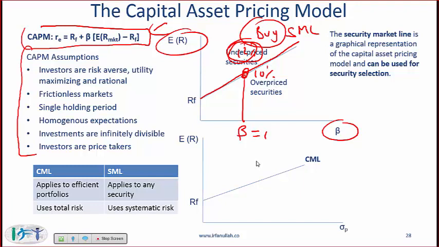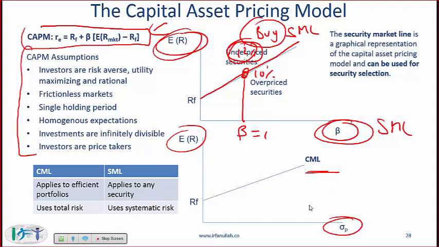There might be questions comparing SML and CML. Note that the y-axis is the same for both, but on the x-axis we have systematic risk with SML. So the easy way to remember: S for SML, S for systematic risk, and CML has non-systematic risk on the x-axis. In terms of the slope, for the CML, the slope is the Sharpe ratio, whereas for the SML, the slope is the market risk premium.